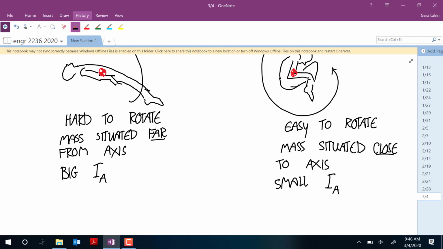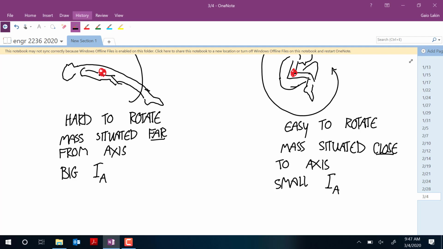Or like if you're on a carousel at a playground, and everybody sits in the middle, you can get it spinning really fast. If everybody's on the outside, it doesn't go as fast, although it feels a lot. If you're in the middle, you don't really feel the rotation that much, but it's easier to get it spinning fast.